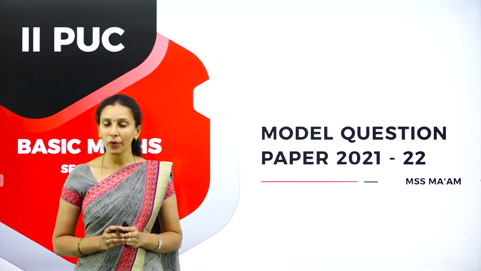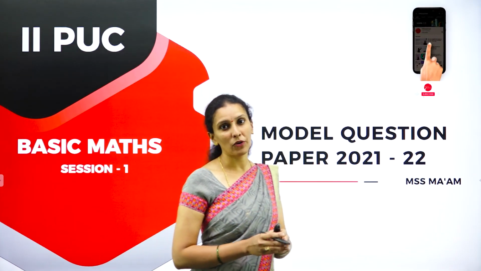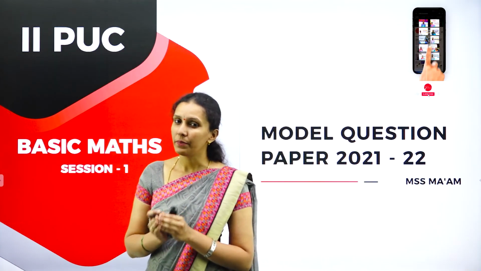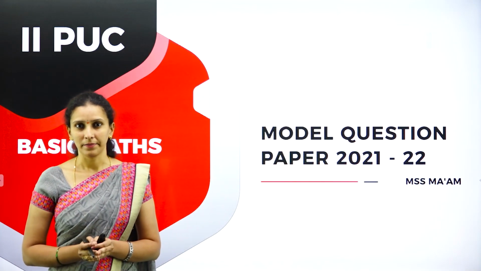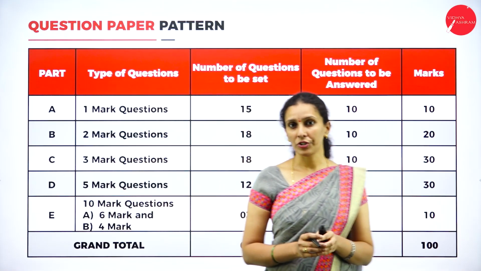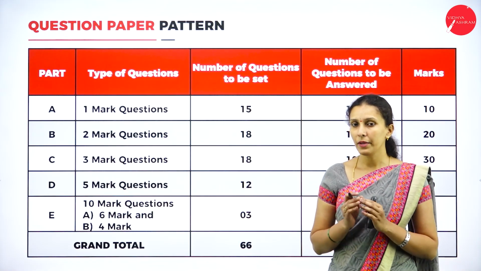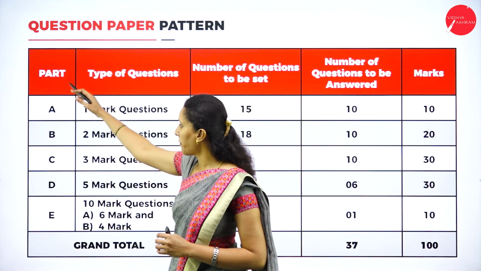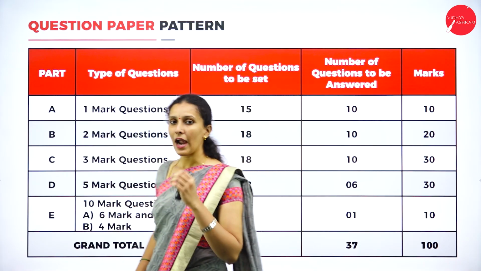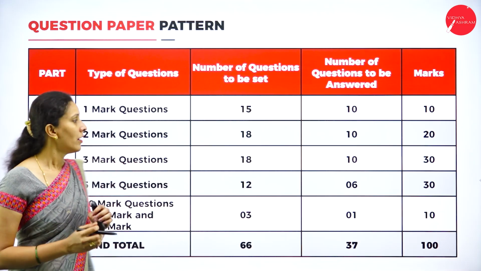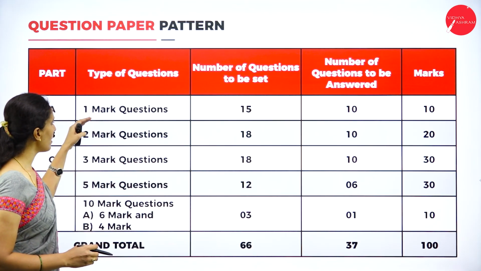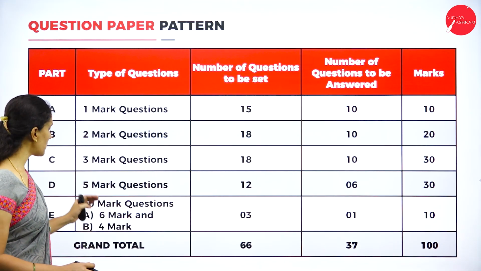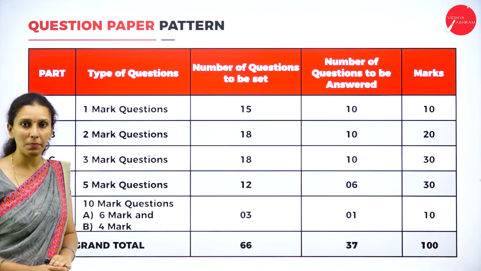In this session, we are going to discuss the model question paper of the academic year 2021-22 prescribed by the Pre-University Board, Karnataka. So this is the pattern of the question paper this academic year. You will be having 5 sections, that is part A, B, C, D, E. And the types of questions you can expect are 1 mark, 2 mark, 3 marks, 5 marks, and 10 mark questions in the form of 6 plus 4.